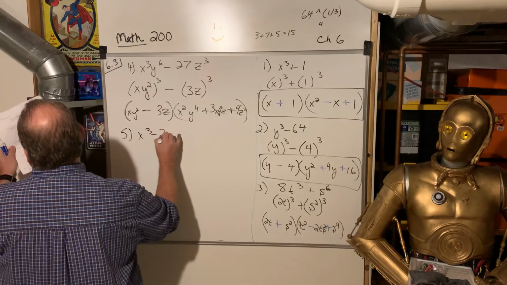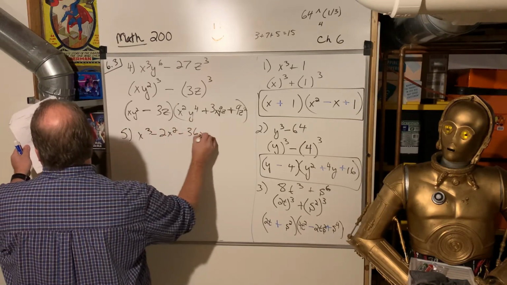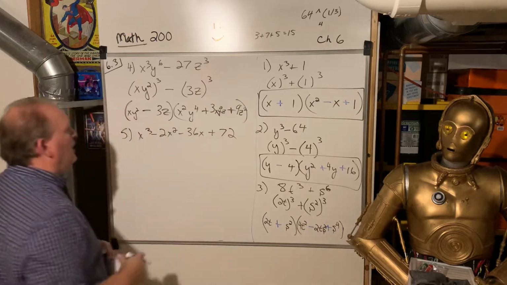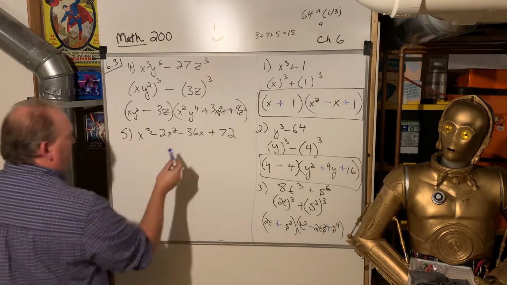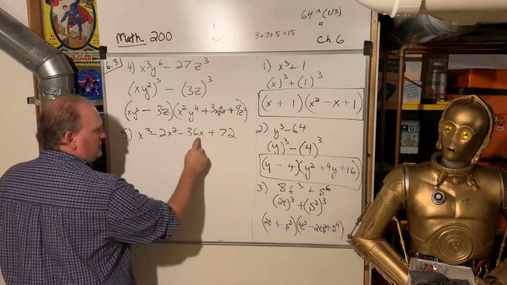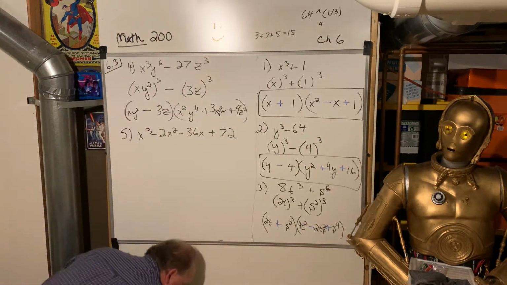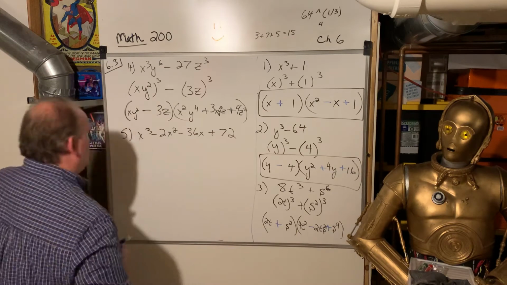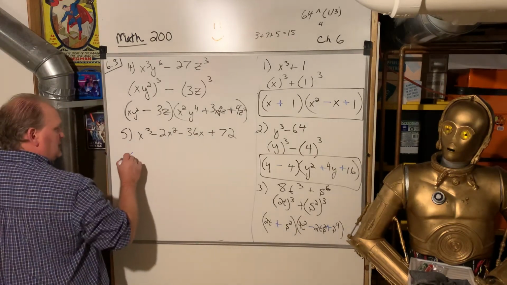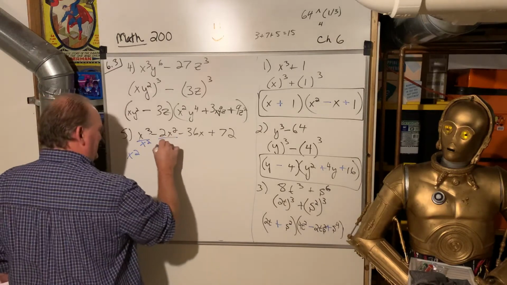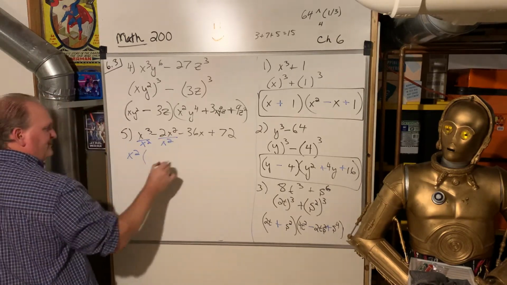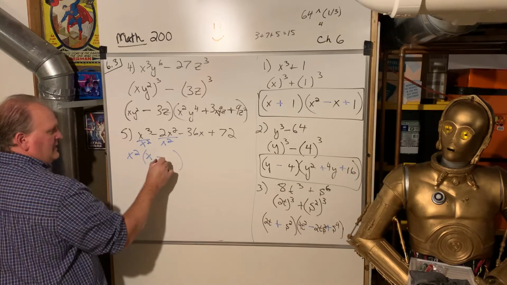x cubed minus 2x squared minus 36x plus 72. Ho! So that's 4 terms. So let's factor by grouping, right? 1, 2, 3, 4 terms. So we'll factor by grouping. Oh, what can we pull out of the first 2? That would be an x squared. Oh man, bones are creepy. x minus 2.